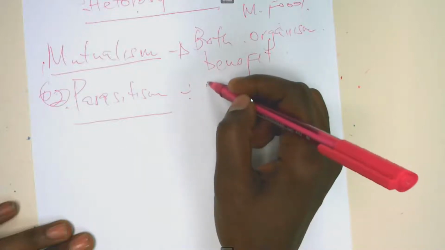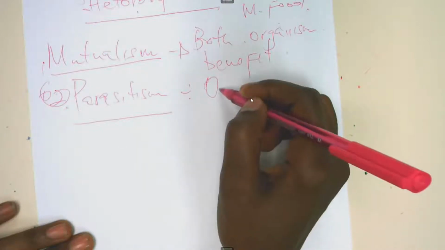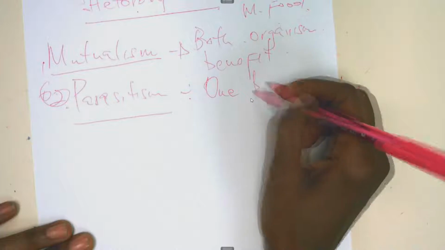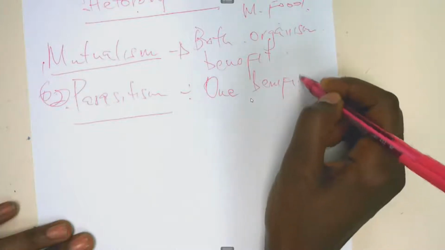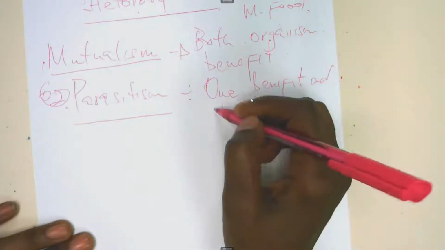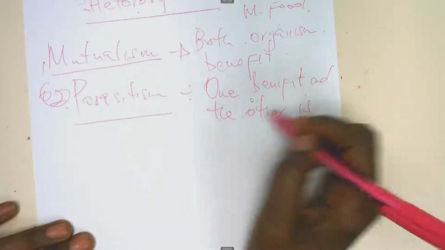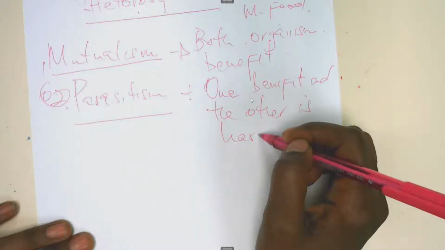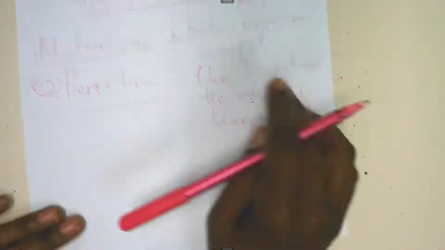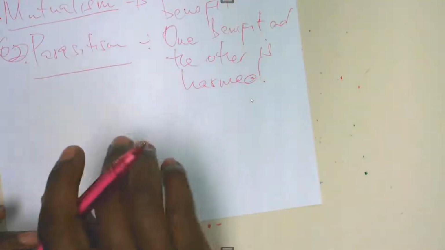In parasitism, one organism benefits, and the other one is harmed. So it means that it doesn't benefit and it is also harmed.